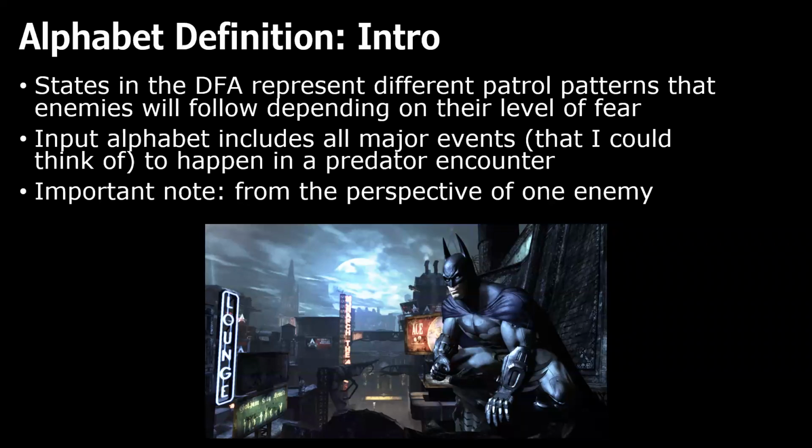So this is a bit of a review from my previous DFA project. States in the DFA represent different patrol patterns that enemies will follow depending on their level of fear, either inflicted by Batman or other factors. And the input alphabet includes all major events that I could think of to happen in one of the Predator encounters in Batman Arkham City.